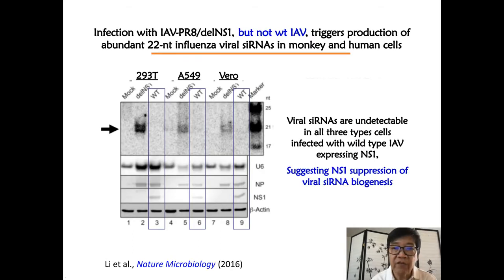However, the influenza viral siRNAs were undetectable in all three cell lines after infection with wild-type influenza A virus expressing the NS1 protein. So this indicates that expression of NS1 protein inhibited the production of viral siRNA, which is what I have shown in lanes 3, 6, and 9, boxed by a blue line.